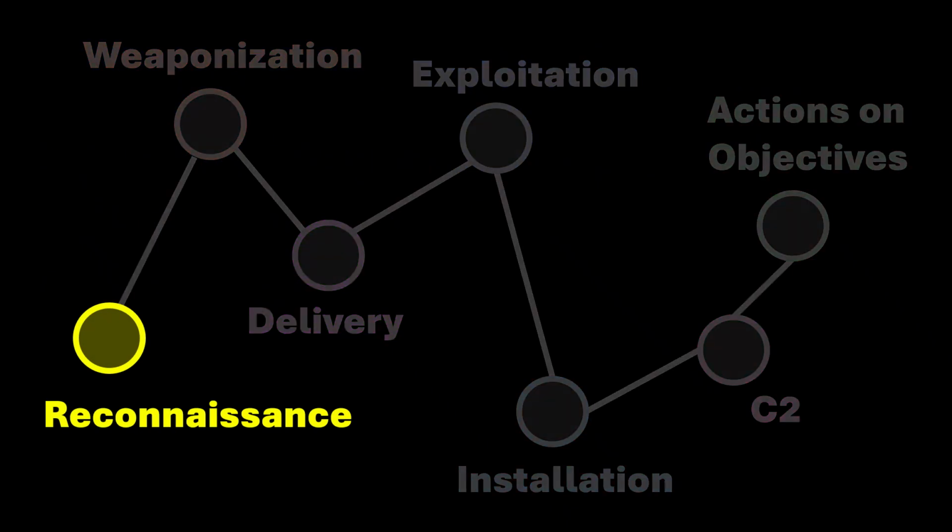Phase 1. Reconnaissance. In the first phase of a hacking attack, the attacker gathers information about the potential target in order to identify vulnerabilities and plan attack vectors. Examples of reconnaissance techniques include searching for publicly available information about the target on websites, this is called OSINT, on social media, this is called SOCMINT, or port scanning with Nmap.